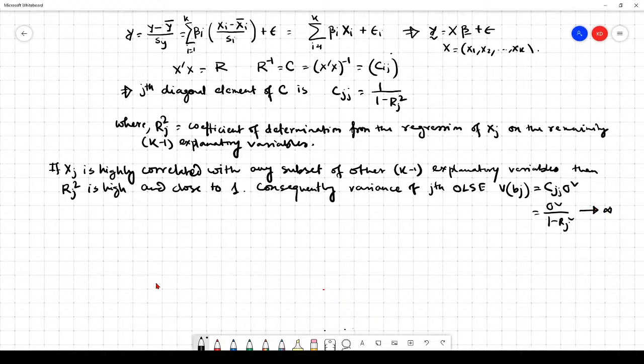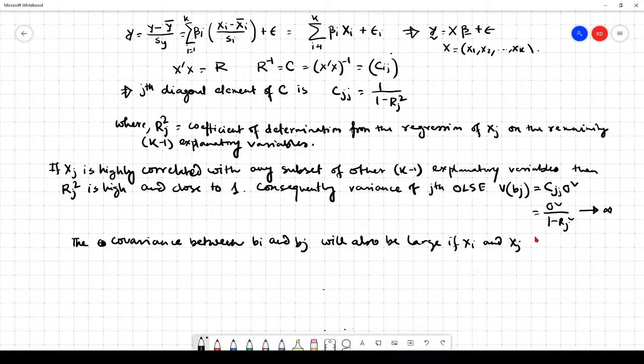So the covariance between bi and bj, these being the estimators of beta i and beta j respectively, will also be large if xi and xj are involved in a linear relationship, leading to multicollinearity.